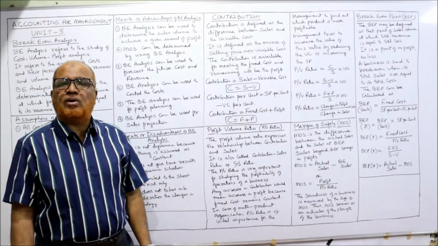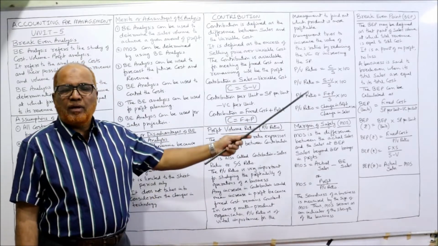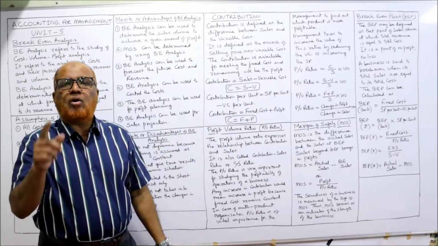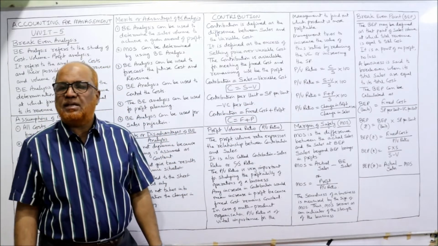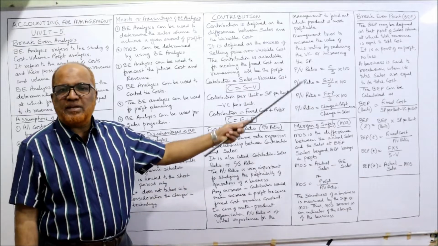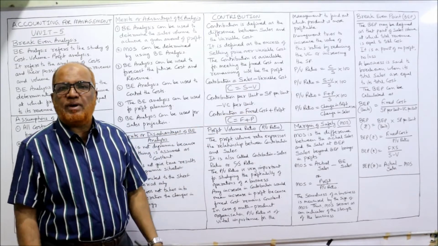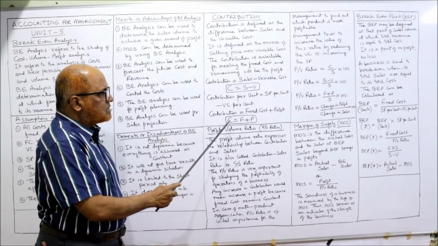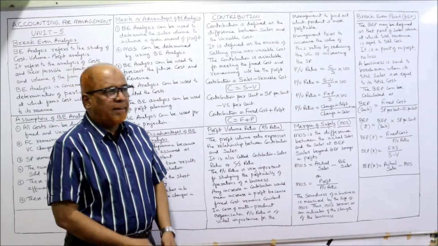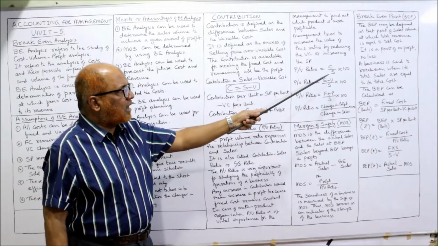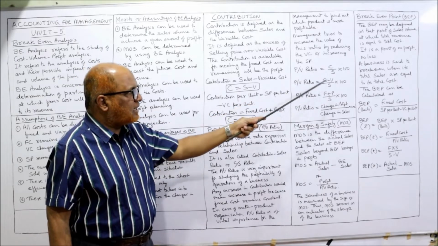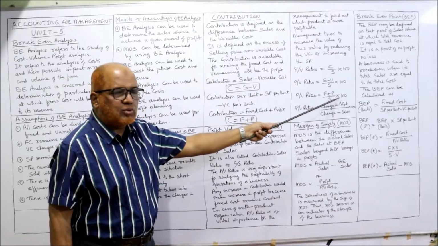Now, what are the formulas for calculating PV ratio? The formula for calculating PV ratio is C by S into 100. Contribution by sales into 100. So in place of C, we can write S minus V. Already I told you C is equal to S minus V or C is equal to F plus P. So in place of C, I can write S minus V by S into 100, or in place of C, I can write F plus P by S into 100.